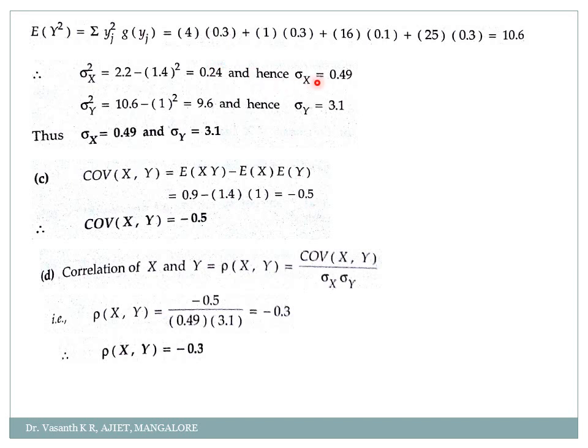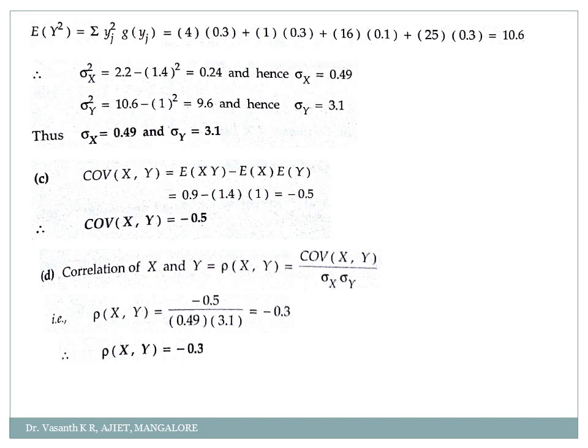So therefore standard deviation of x is how much? Root of 0.24, that is 0.49. Similarly sigma y square is equal to expectation of y square, that is 10.6 we have obtained here, minus expectation of y the whole square. Expectation of y was 1, its square. So 10.6 minus 1 is 9.6. Therefore standard deviation of y is 3.1. Means root of 9.6 will give me 3.1.